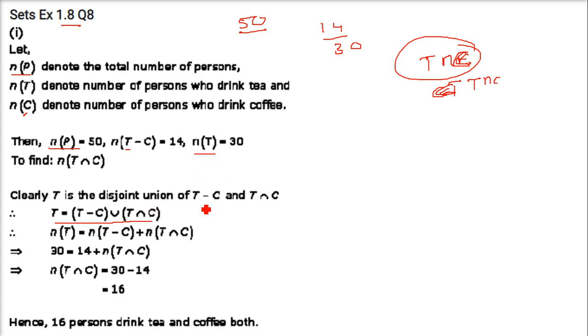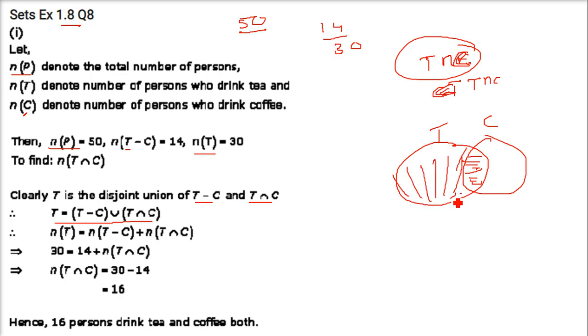This we already know, I explained it earlier also. So T minus C and T intersection C are disjoint. Actually, in this diagram of T and C, this portion is T intersection C, and this is T minus C. If you take the union of these, you get T. They are disjoint, there is nothing common between the two. So T will be T minus C union T intersection C.